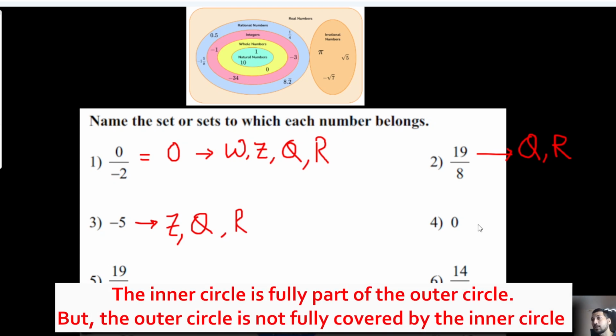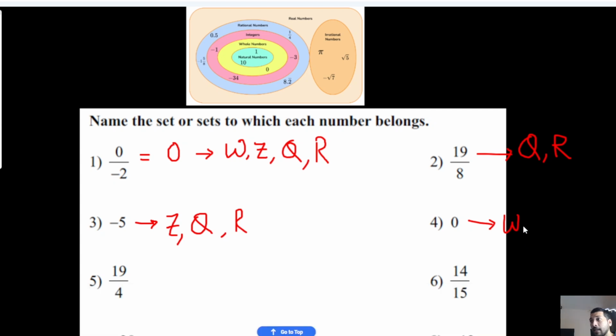Now let's start with this 0. So this 0 is a whole number. So we start off with W here, and then we have integers, so that's Z, and then we have rational numbers, which is Q, and then finally we have real numbers, which is represented by R.